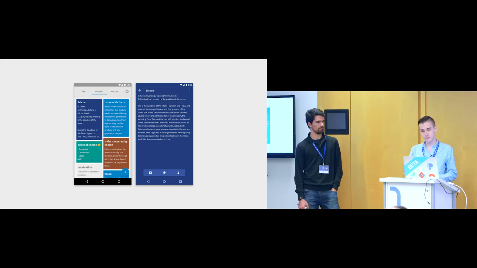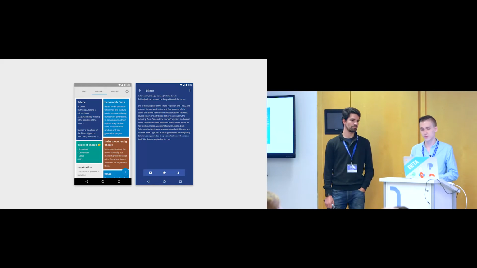You've got a main screen with a list of notes, a tab for past, present, and future, which corresponds to archived, stateless, and reminder notes. And then you have the note screen with the title, the note text, and the ability to archive, change the color, or set a reminder.